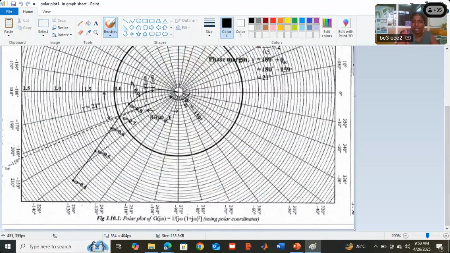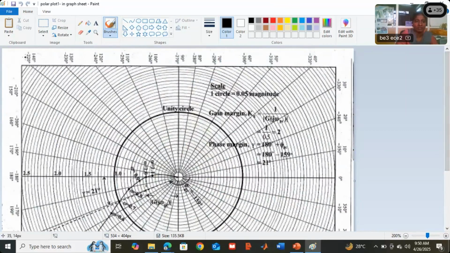So all these lines are representing angles. You see throughout the graph sheet, on the outer border, angles are written. So all the lines represent angles. Circles represent magnitude. All the infinite circles are there. Visibly some circles are there, invisible circles are also there. Infinite concentric circles are present in the polar graph sheet.